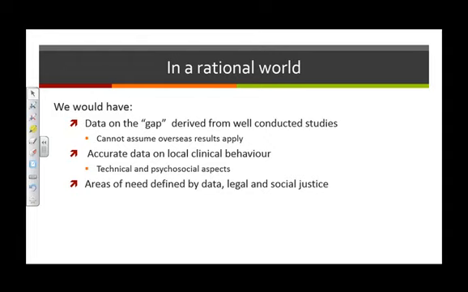And again, you cannot assume from overseas studies. You would need data on local clinical behaviour, because what happens in Newcastle may not be the same thing that happens in Sydney, or may not be the same thing that happens in some other part of Australia. You need it on both technical and psychosocial areas. Your quality of care is not just technical, it's not just psychosocial, it's a merging of these two things. So you need data on both of those. Technical is easier to get, psychosocial much harder to get. And you need to define the area by data, legal, and sort of social justice issues. It shouldn't just be on the basis of your issues.